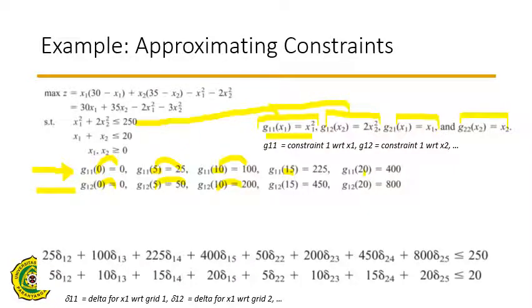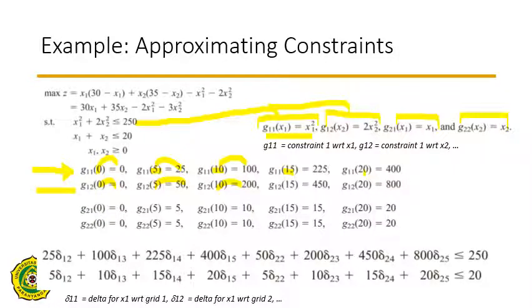And then do the same thing for the second constraint. So this is the second constraint with respect to x1. This is the second constraint with respect to x2. And then you may see the equation here. Second constraint with respect to x1, second constraint with respect to x2. So now we may write down the original constraint in the form of a linear combination of the function values of the grid points. Don't forget to multiply it with the delta.